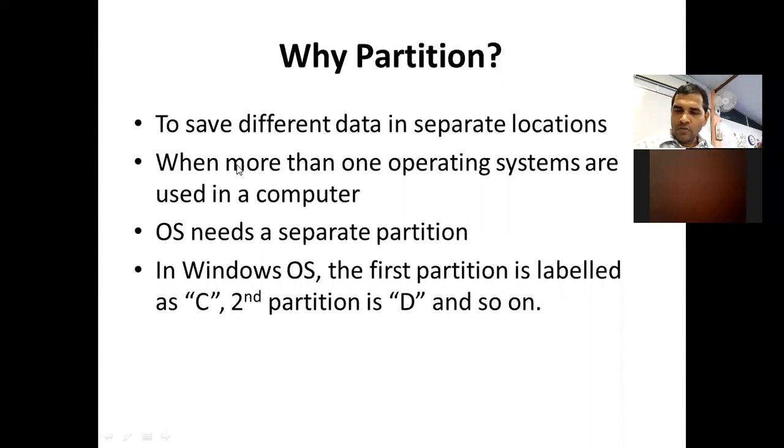What I'm trying to tell you is, if your hard disk is not divided, you know the part is one, right? You have only one location. So if you want to install 2 operating systems, definitely you need 2 partitions or 2 parts.